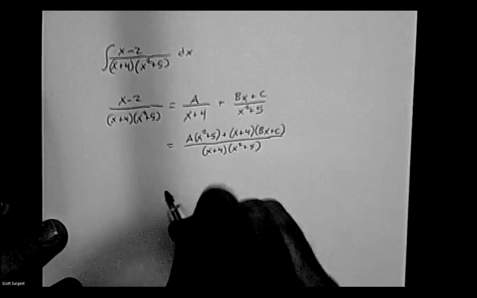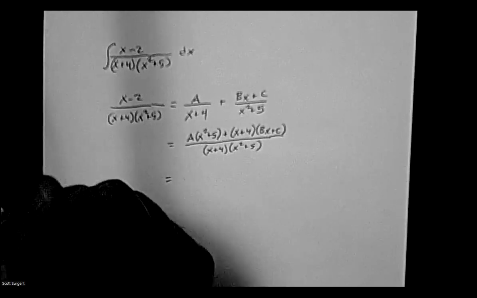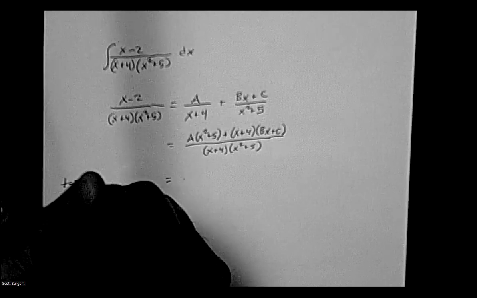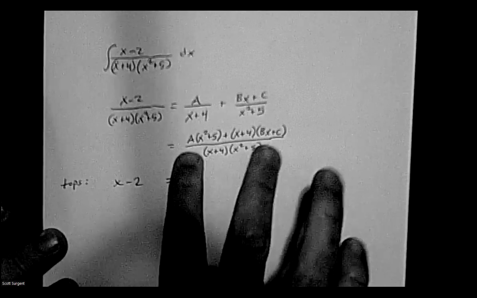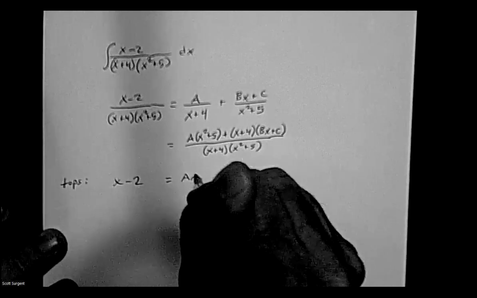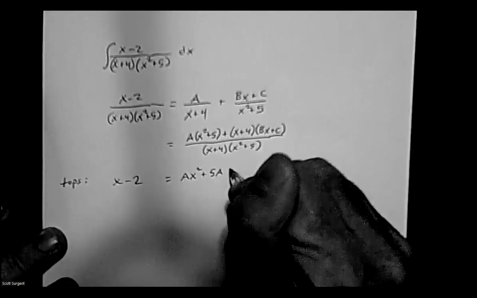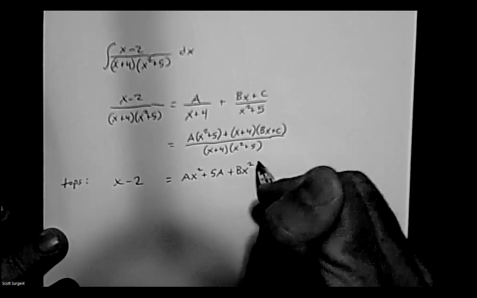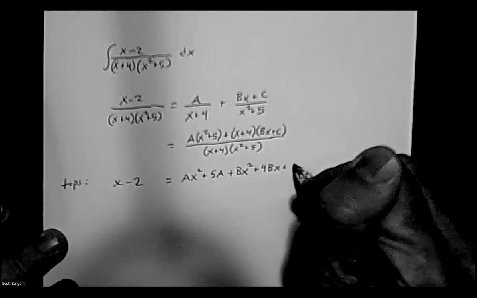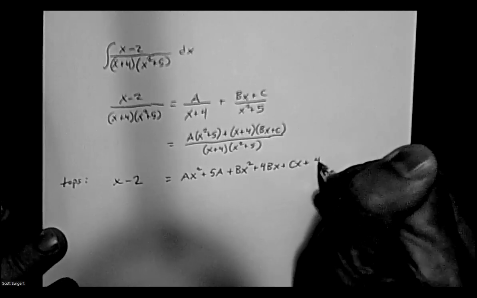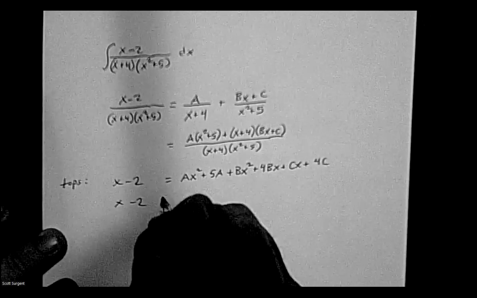Now, this is where we start. Let's go ahead and distribute this out. In fact, at this point, I'm just going to look at the tops only. The top here is x minus 2. The top here, if I distribute out, I get ax squared plus 5a. And then here I have to FOIL, I get bx squared plus 4bx plus cx plus 4c.